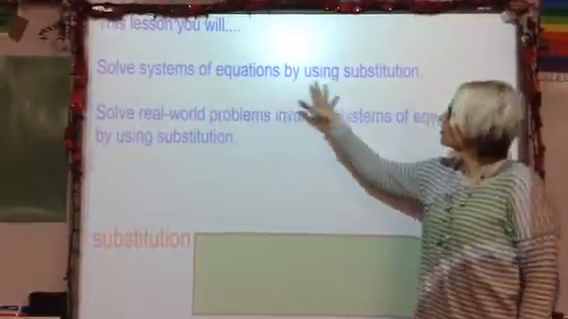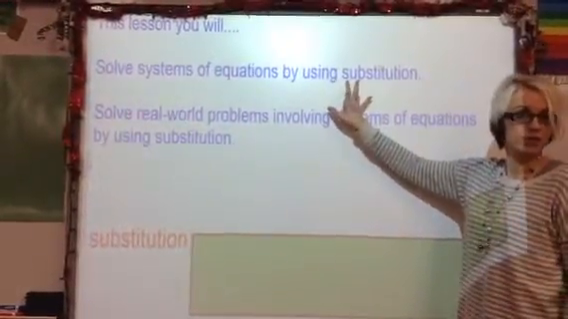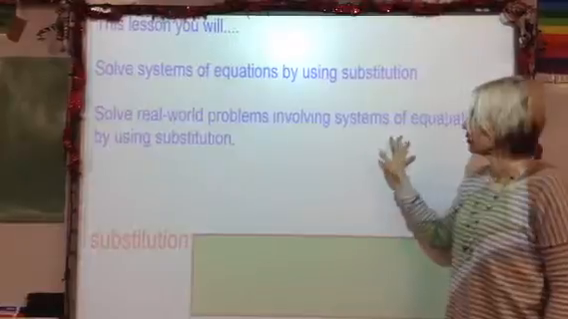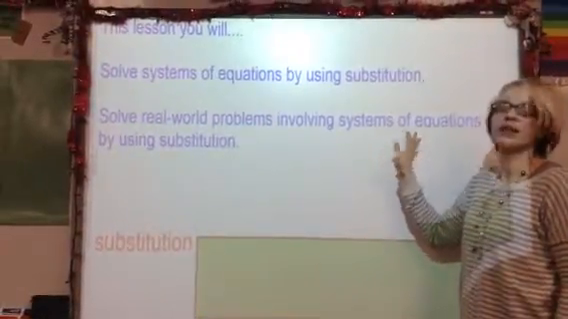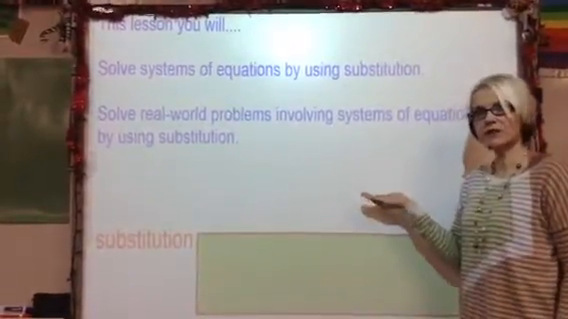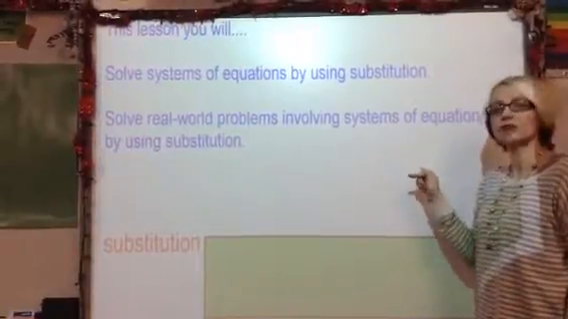In this lesson, we're going to solve systems of equations by using substitution, and we'll be able to solve a real-world problem by using substitution. So in the last lesson, you were graphing to find the solution. Now we're going to use substitution.